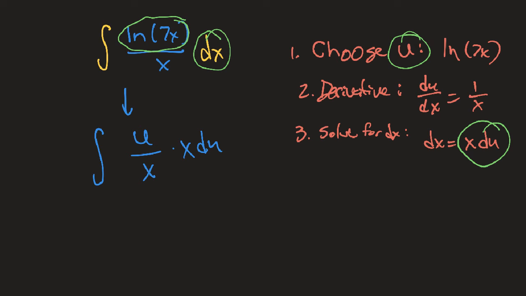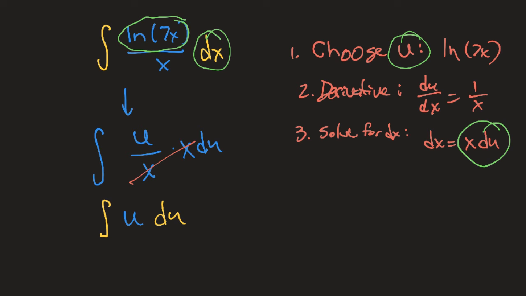And as it turns out, that is great news because with a little extra simplifying here, these x's cancel, and I've changed the original integral, which was the integral of the natural log of 7x over x dx, to this new integral, which is the integral of u du. And so this is a power rule problem.